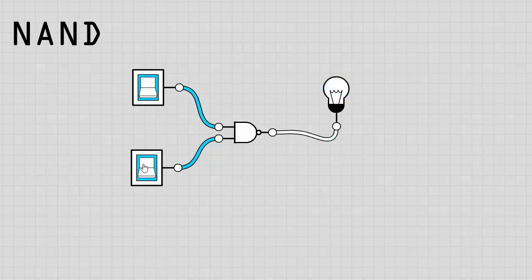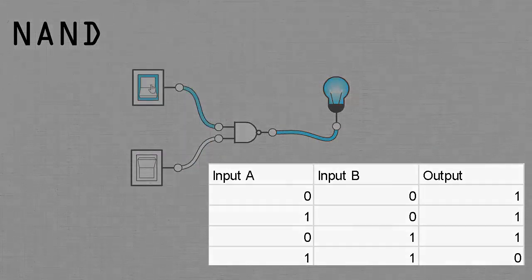The NAND gate, however, will only fire if neither input is on, or if only one of them is. If both inputs are on, then it will not fire. Here is also the truth table.